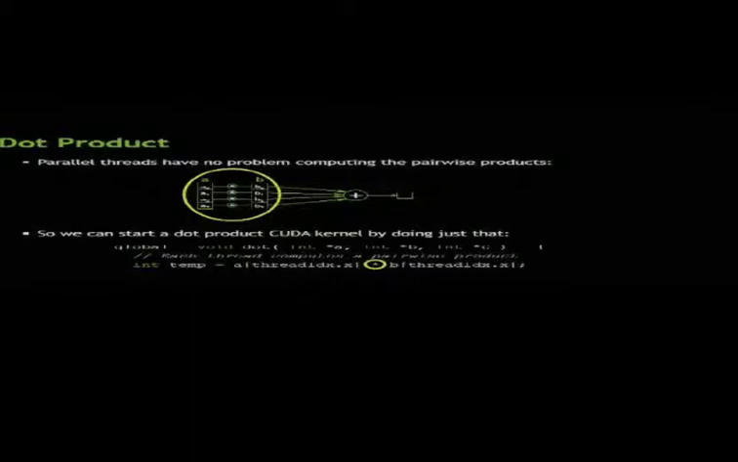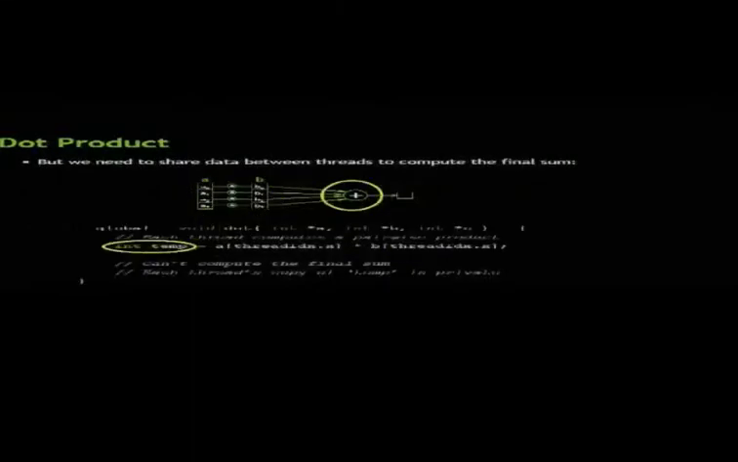Now, when you get to this final sum, it gets a bit harder because you want to take those values and add them together, but each value in a thread is really private. And so that temp that I've created there is not in shared memory, and it's not in global memory, and it's not in host memory. It's just in the local private memory. And so how do we add these things together?